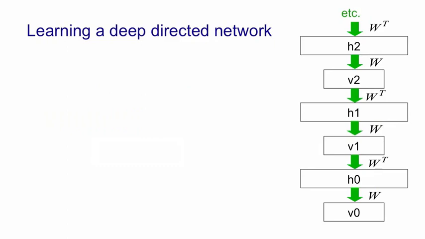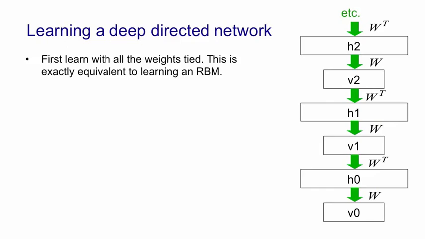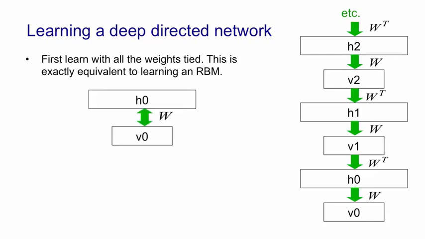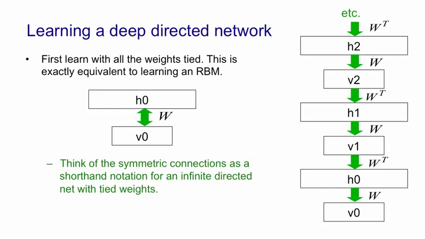So let's go back and look at how we would learn an infinitely deep sigmoid belief net. We would start by making all the weight matrices the same. So we tie all the weight matrices together, and we learn using those tied weights. Now that's exactly equivalent to learning a restricted Boltzmann machine. The diagram on the right and the diagram on the left are identical. We can think of the symmetric arrow in the diagram on the left as just a convenient shorthand for an infinite directed net with tied weights.